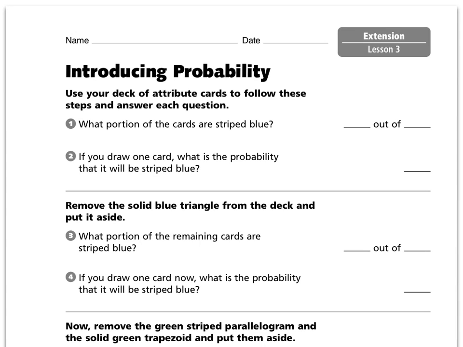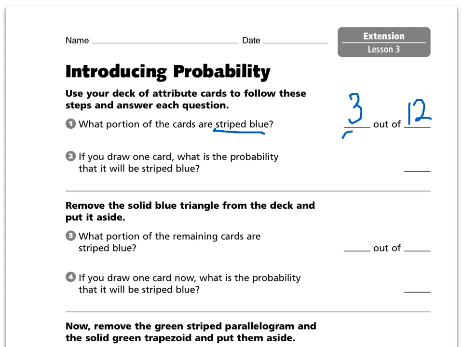Let's look at Chapter 10, Lesson 3 Extension. Use your deck of attribute cards to follow these steps and answer each question. What portion of the cards are striped blue? I know that 3 out of the 12 cards would be striped blue. If you draw one card, what is the probability that it will be striped blue?